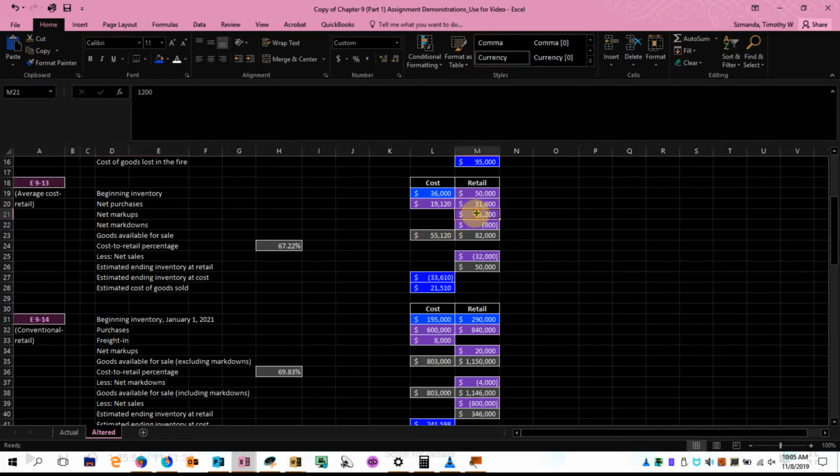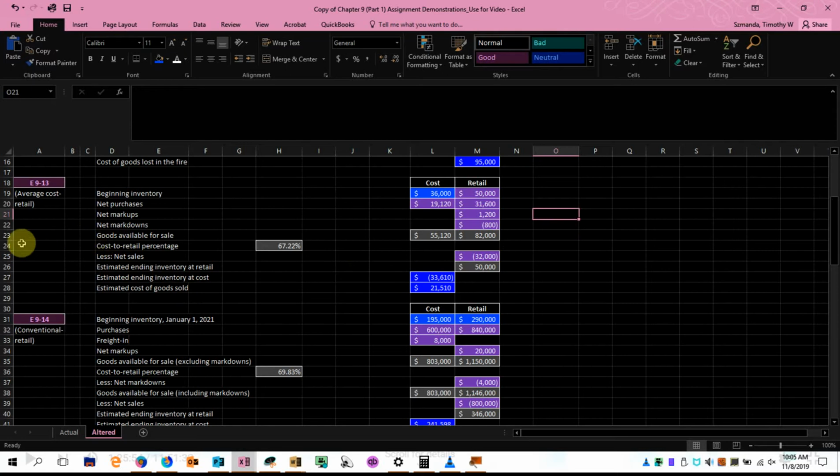Markups, that is only a retail calculation, right? Because that's what we sell it to our customer. We're marking up what we sell it to our customer. So that'll be only on the retail side, $1,200. Net markdowns, again, that's a reduction of the markup. And in this case, it's going to be a negative $800, but again, only on the retail, since that only affects the price.